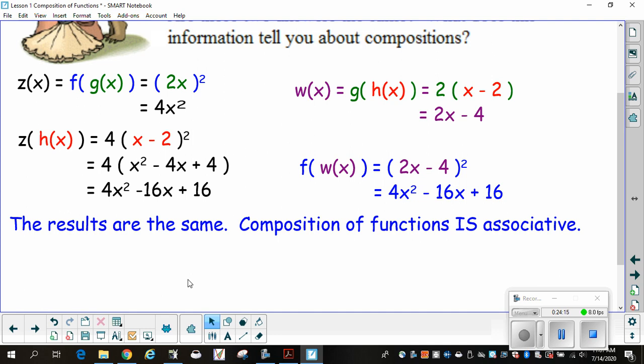Please note that just because this worked this way doesn't mean it will always work this way. It does, in fact, work this way. Composition is associative, but this is just an example. This isn't a proof. I want to make sure that you all understand the difference. A proof shows unequivocally that it will work all the time. This just is an example of it working. You do know it does work all the time. Composition is associative.